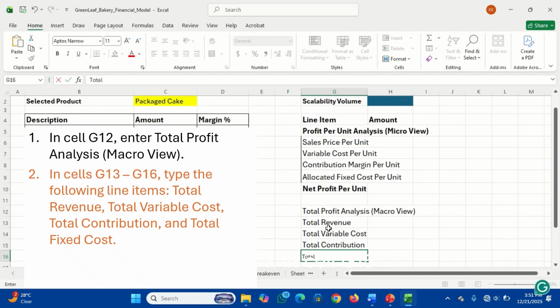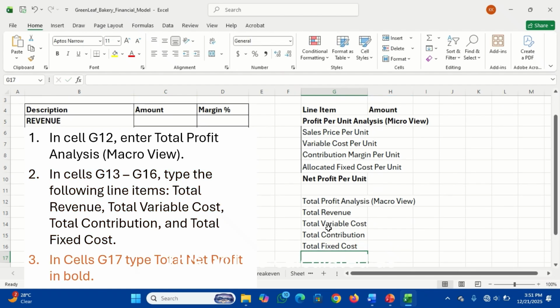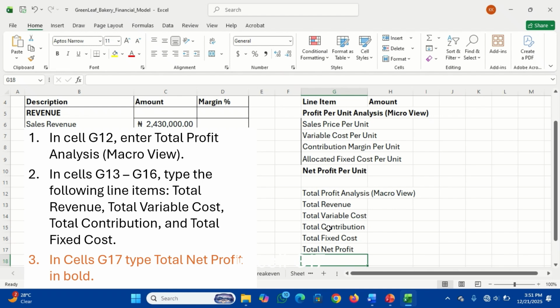K. In cell G15, enter total contribution. This will be calculated as total revenue minus total variable cost. L. In cell G16, enter total fixed cost. This will be retrieved from the input worksheet. M. Finally, in cell G17, enter total net profit in bold. This will be calculated as total contribution minus total fixed cost.